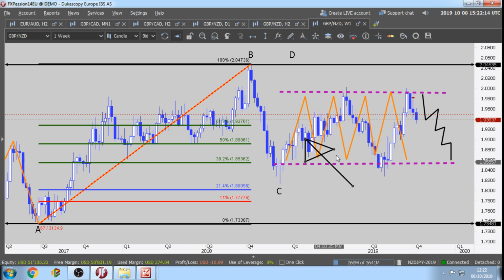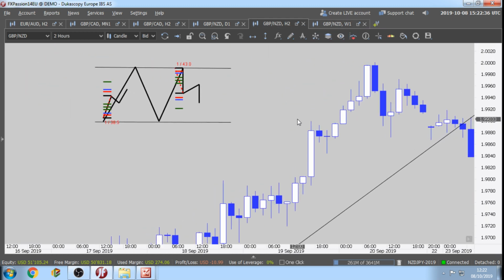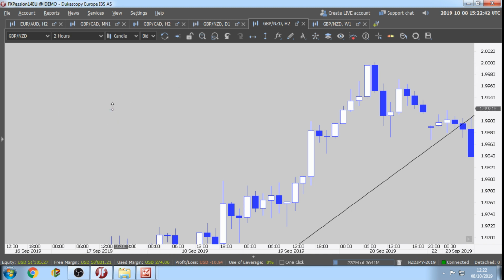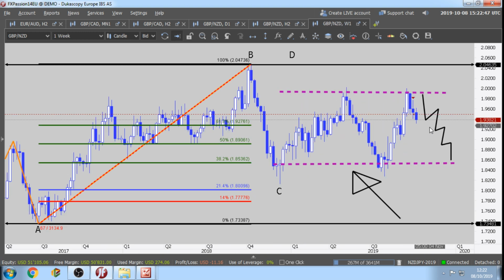Any questions? If you don't understand, please write in the chat, Passion, I don't understand, explain again. Okay, great. So we are going to jump from GBP NZD weekly chart to GBP NZD 2-hour chart. Okay, so I'm going to delete this. We have a trend line break from the weekly chart. We have a trend line break, as you can see.